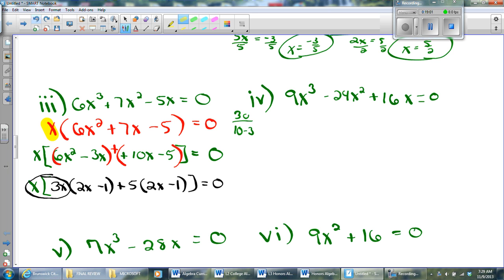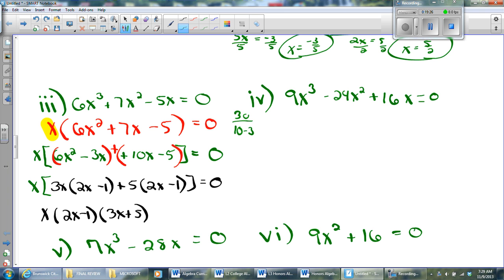Okay, let me get rid of that circle there. Oops, didn't want to get rid of that part. There we go. I think that's what was missing. Okay, so now inside here, I still have an x. I'm going to be able to drop this bracket because I'm going to take this 2x minus 1 and factor them out. And then I'm going to have left over 3x plus 5.